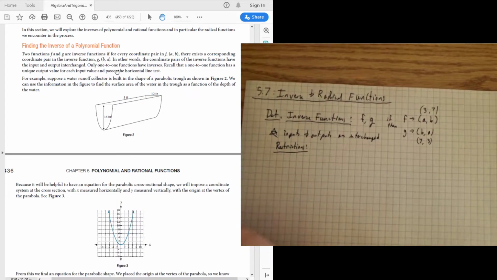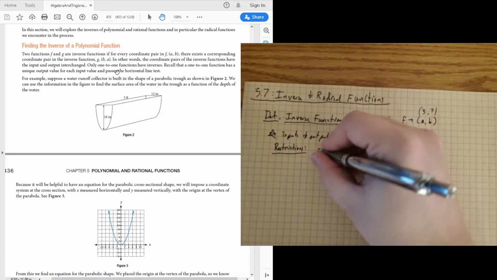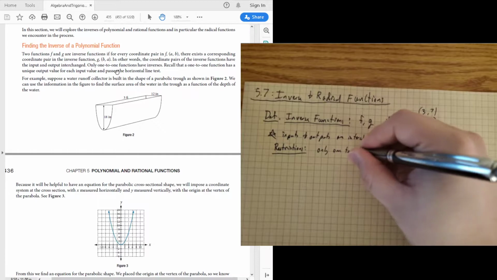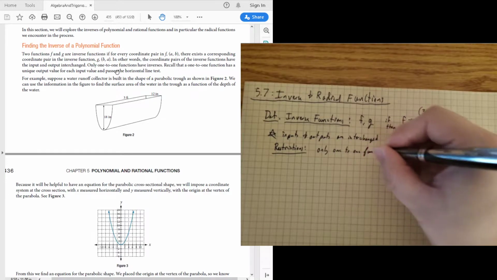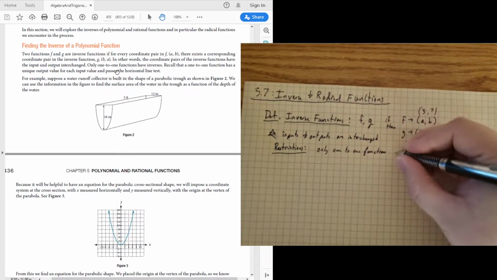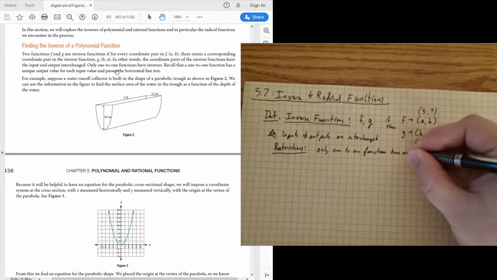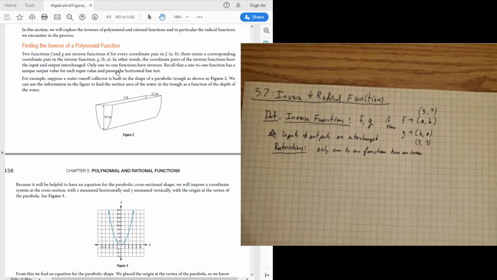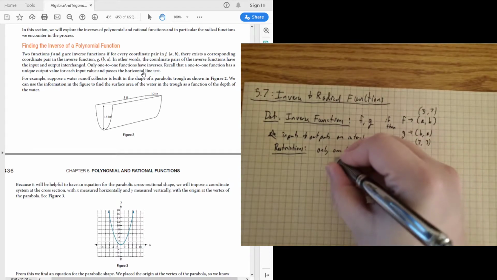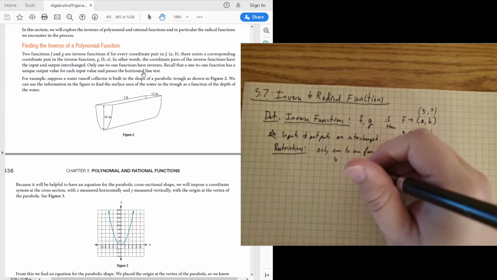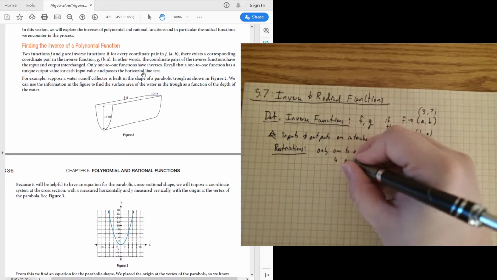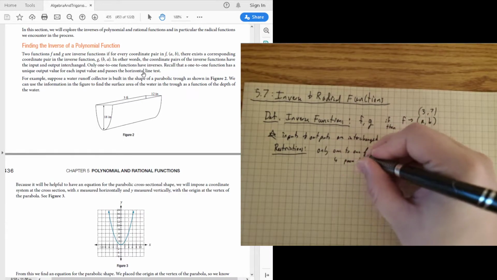First restriction. Only one-to-one functions have an inverse. Straight out of the text. Only one-to-one functions have an inverse. Well, what's that really mean? A one-to-one function, you'll remember, has two parts to it. Every input has a unique output, and it has to pass the horizontal line test.